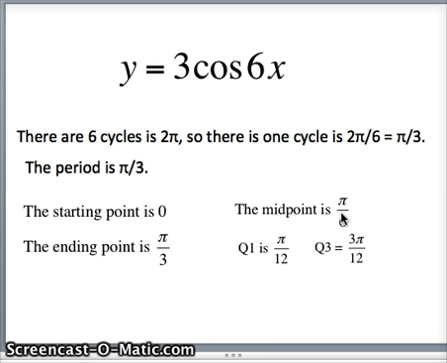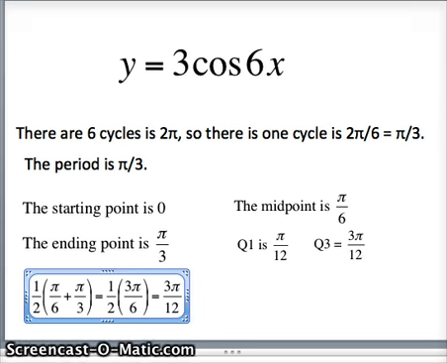The midpoint is pi over 6, and the ending point is pi over 3. So what is 1/2 of pi over 6 plus pi over 3? So there's our corrected version. The midpoint is pi over 6, the ending point is pi over 3. I need the average of pi over 6 and pi over 3. Getting a common denominator, pi over 3 is 2 pi over 6. 2 pi over 6 plus 1 pi over 6 is 3 pi over 6. 1/2 of 3 pi over 6 is 3 pi over 12, which is also, of course, pi over 4. But I want Q1 and Q3 to have the same denominator just so we can focus on that concept.